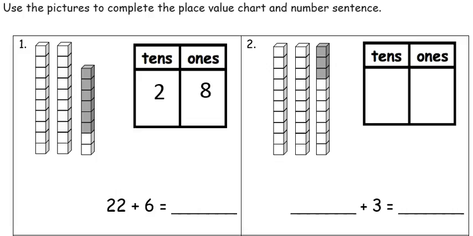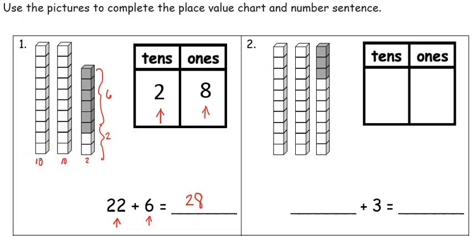So if we look at our first problem, we have some cubes. We have 22 white cubes. I have a group of 10 here, another group of 10, and 2 more white cubes. To that, we have added 6 gray cubes, and that shows the number sentence down here. We have 22 white cubes, and we've added 6 gray cubes. When we did that addition, we still ended up with 2 tens, but now we have 8 ones altogether, because we added the 6 and the 2, and we got 8. That tells us that 22 plus 6 equals 28.